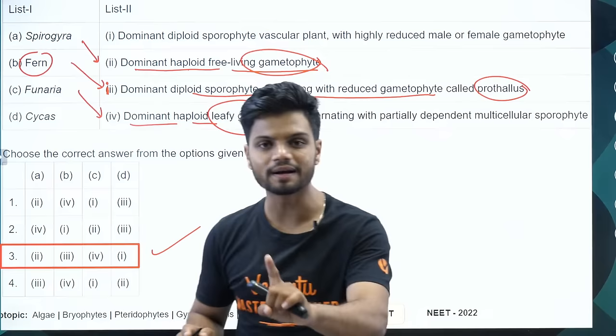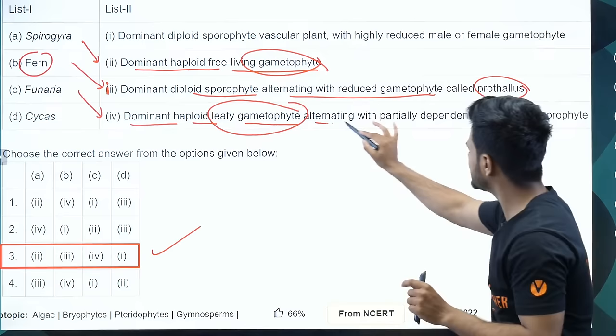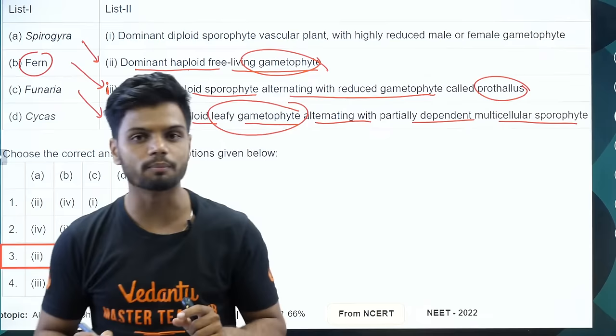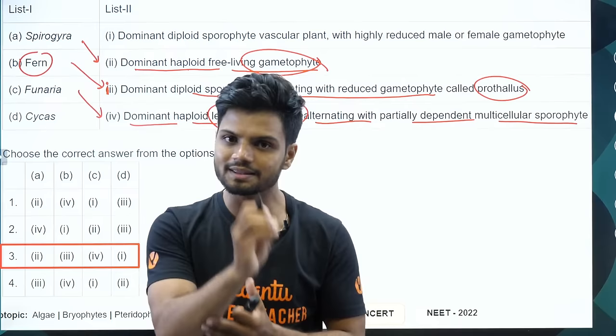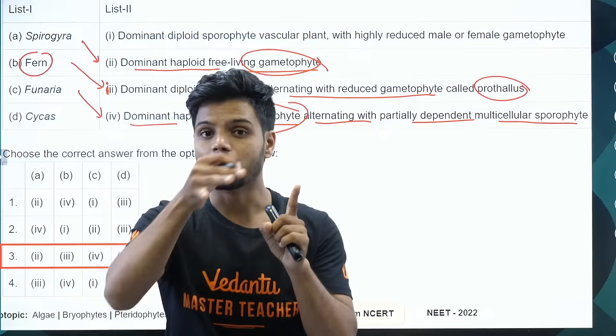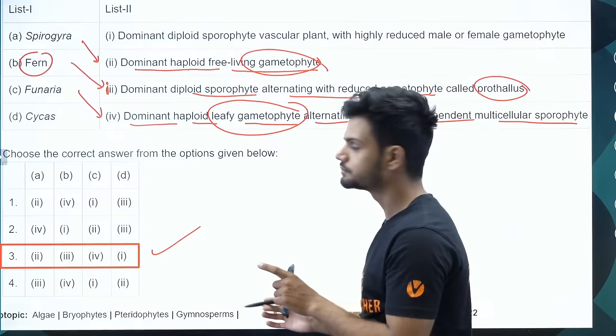Gametophyte is again dependent, alternating with a partially developed multicellular sporophyte. So remember, when you did the life cycle of your bryophytes, I told you, in the case of Funaria, we have a multicellular sporophyte. Clear? Multicellular sporophyte.